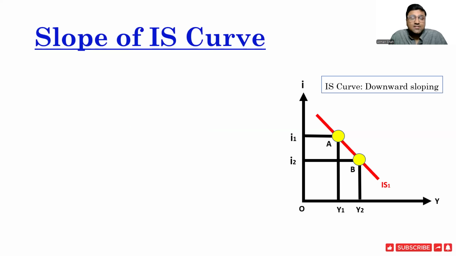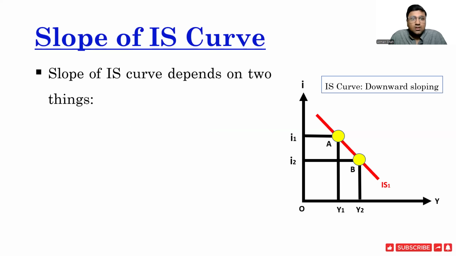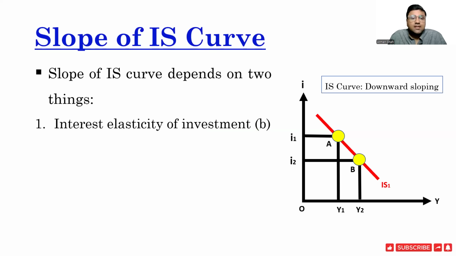Now let's understand the slope of the IS curve. The slope of the IS curve depends on two things. First, the interest elasticity of investment, and second, the multiplier. These two parameters can affect the slope of the IS curve. Let's discuss this.